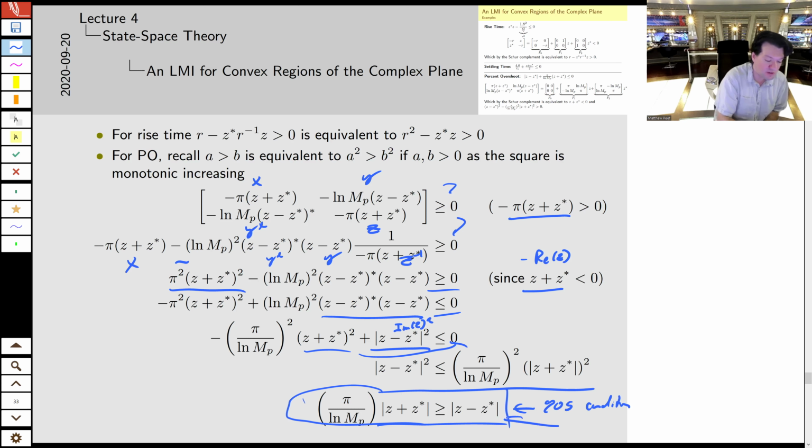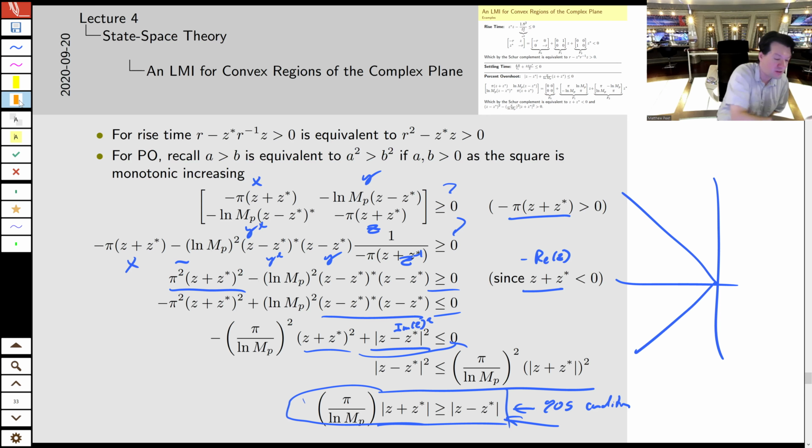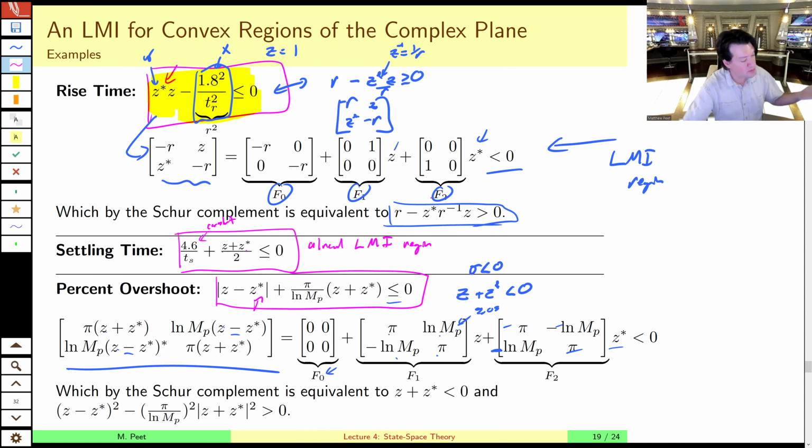So we've taken this sector inequality, remember, it looks like this, right? So we're looking for this region here. We've shown that the sector inequality can be represented as an LMI in the real and imaginary parts of Z. Right. So we've shown that all three of these performance metrics can be represented as constraints on the eigenvalues of A, and that those constraints on the eigenvalues of A, each individually, can be represented as an LMI region.